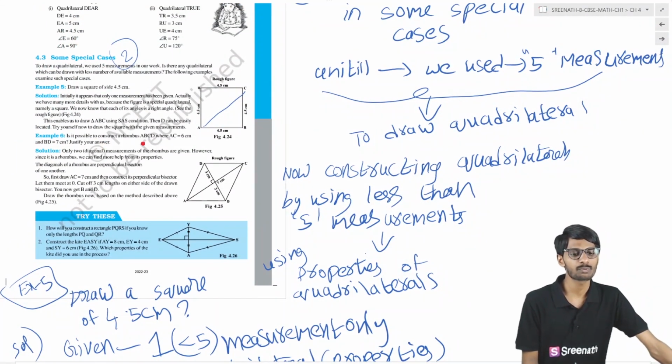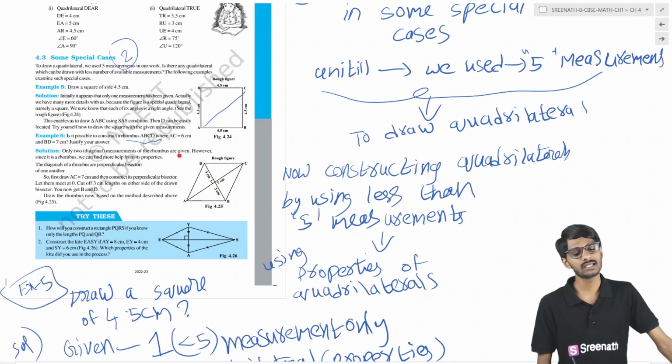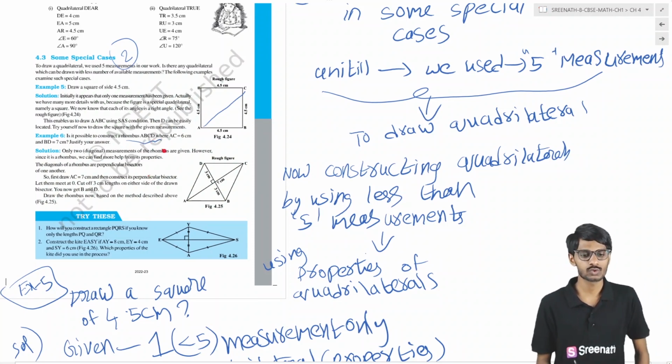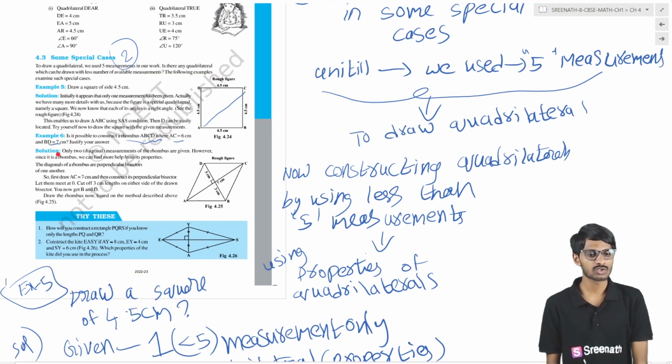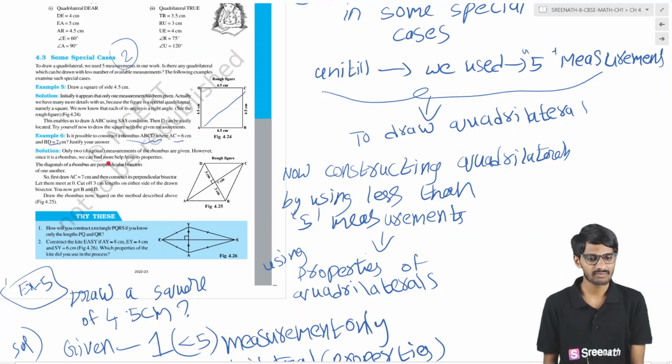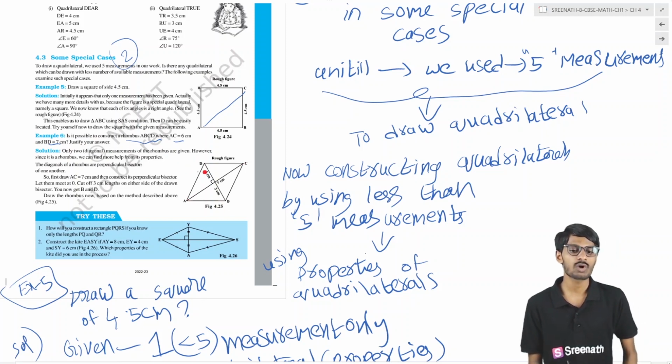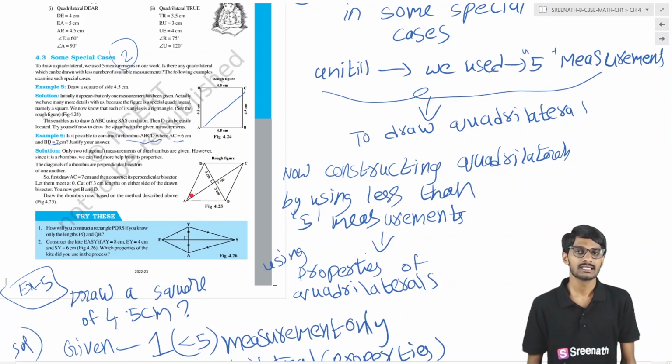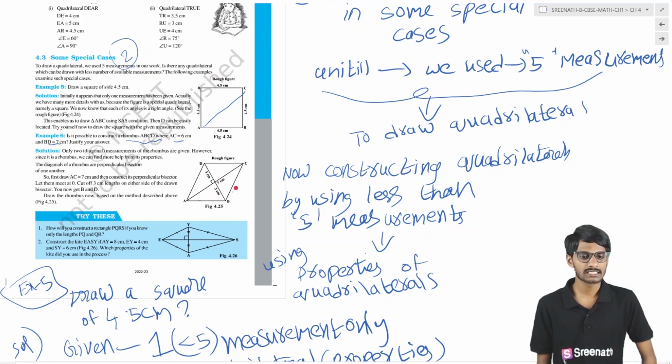And is it possible to construct rhombus ABCD? Yes, it is also possible, students. Why? Because basically he has given AC equal to 6 centimeters and BD equal to 6 centimeters. He has given that ABCD is a rhombus. And what has he given? He has given AC and BD. These two are the diagonals. He has given the diagonal lengths. Basically in the case of a rhombus, the diagonals are perpendicular to each other.